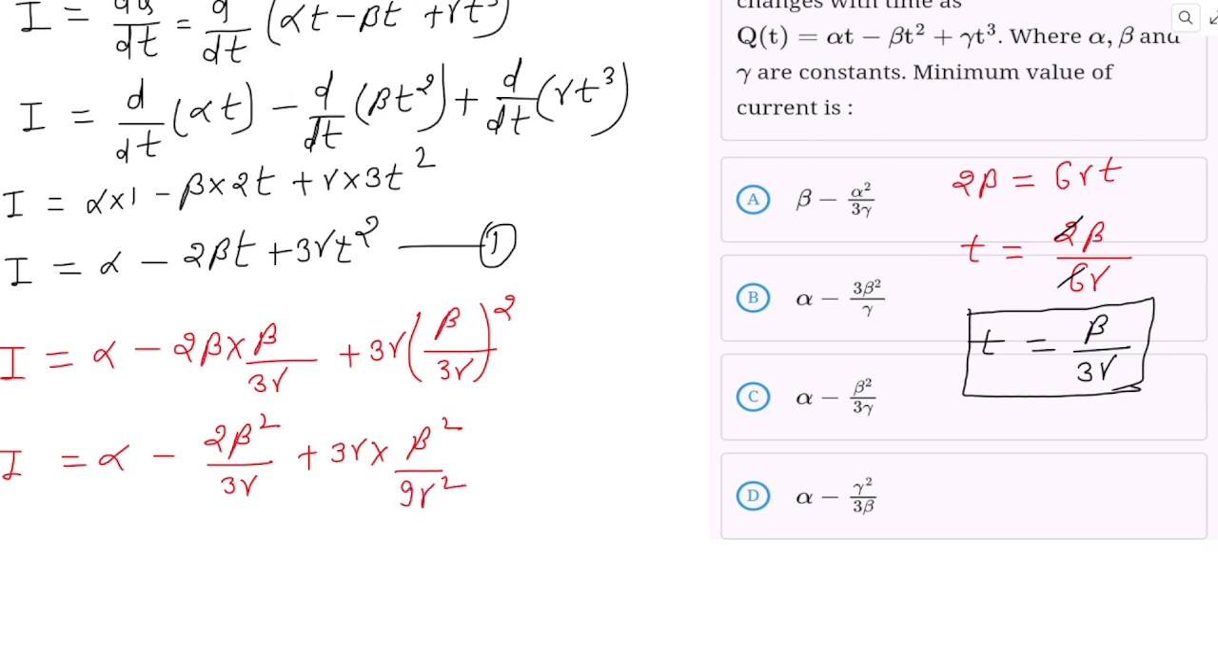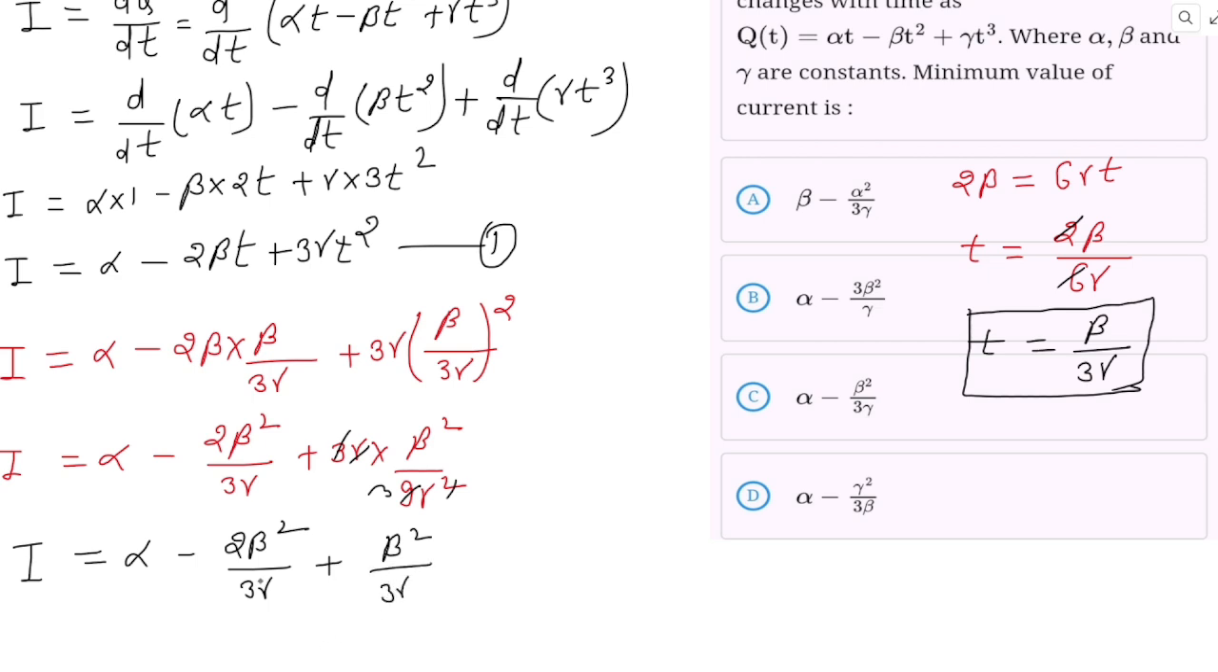Okay. Now you have to solve it, finally we get the answer. So one gamma cancels with the gamma term, and 3 is left, 3 threes are 9, so the 3 gets cancelled. So we get the value of current: I is equal to alpha minus 2 beta square upon 3 gamma plus beta square divided by 3 gamma.